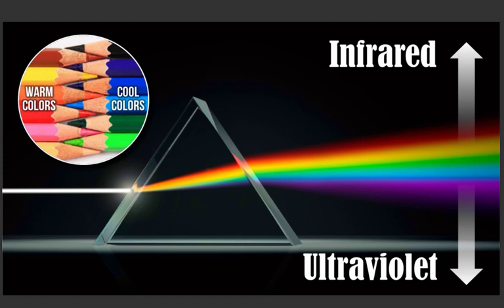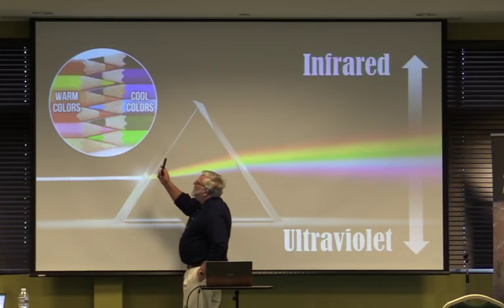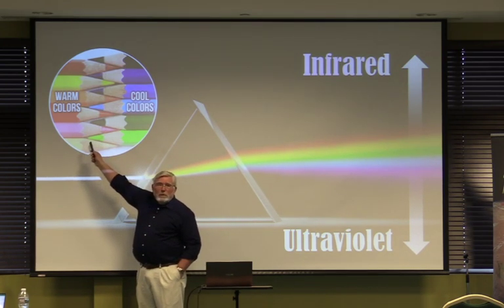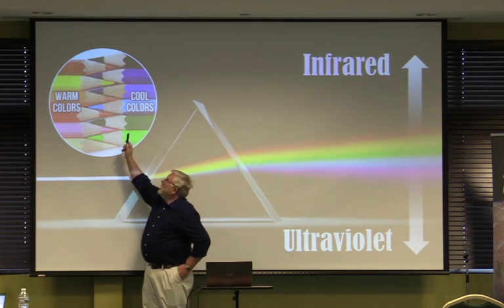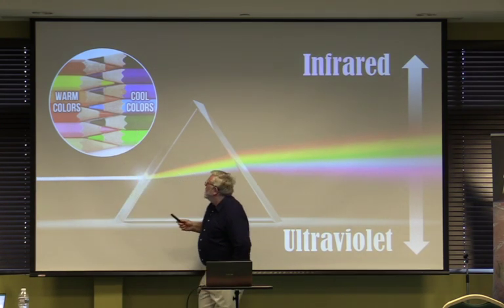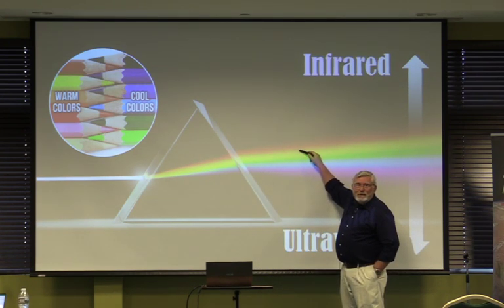So, as you're moving one direction, you're going toward infrared. The other direction, you're going toward ultraviolet. But there's something interesting about the way these colors work in different situations. Notice this. Here, we have colors that we consider warm colors. Here, we have cool colors. Notice that they fall along this spectrum. Warm on this side, cool on this side.